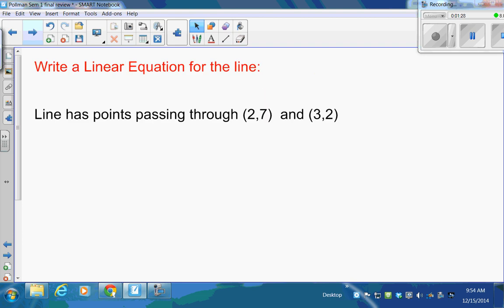Next problem is a little bit more challenging. Again, we have to write a linear equation, but we have to do it without graphing. So, pause this now and go ahead.